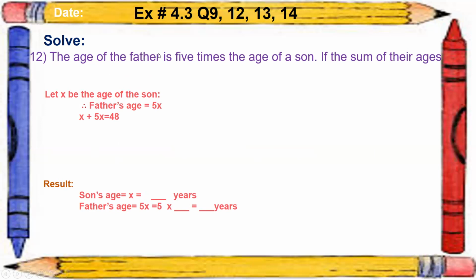The age of the father is 5 times the age of the son. If the sum of their ages is 48 years, find their ages. So first we have to suppose the age of the son is x. So the father's age becomes 5x. The equation becomes x plus 5x is equal to 48.